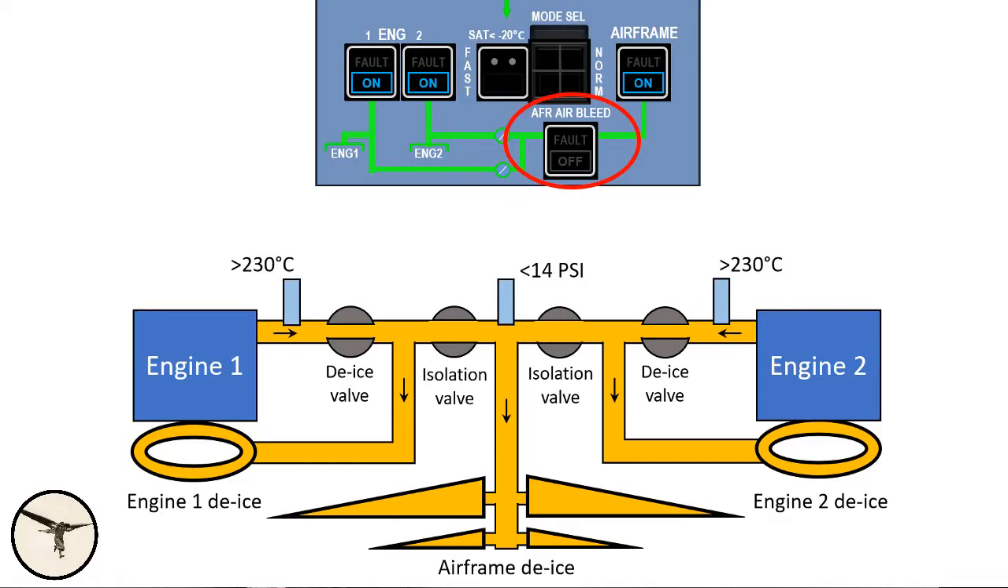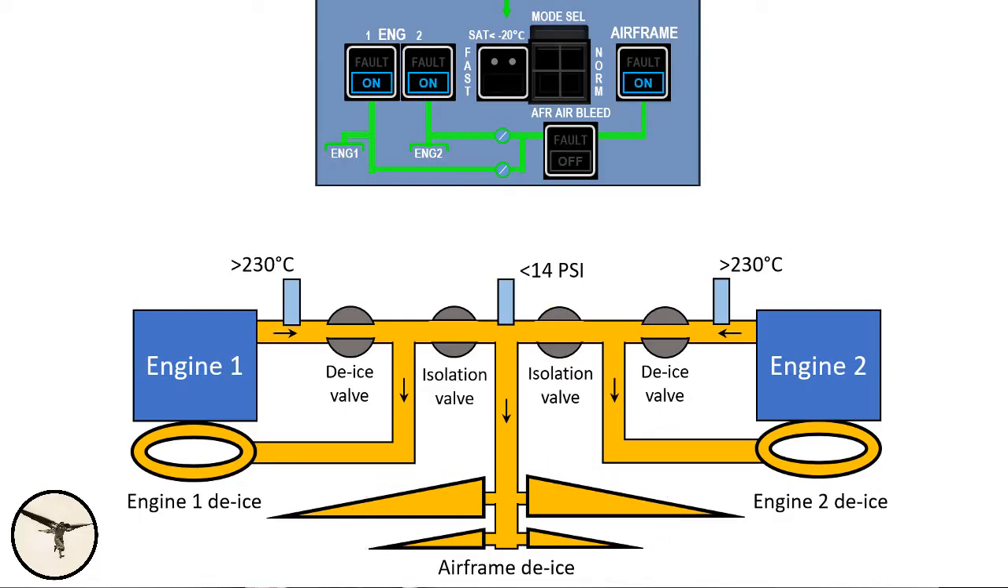There is only one failure that requires some deeper understanding, and that's when it happens to the airframe air bleed. Here is the de-icing system and it's selected on. Each engine supplies bleed air which passes a temperature sensor and flows through the de-ice valve. From here the bleed air takes two directions, either to the engine de-icing boots or through the isolation valve to the airframe de-icing boots.